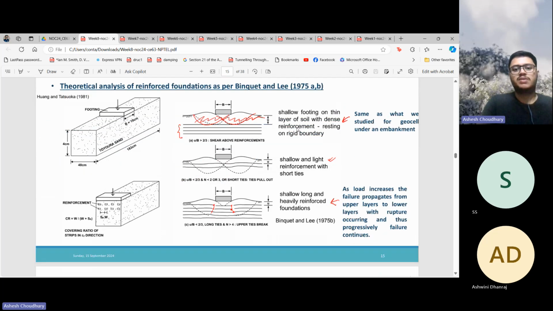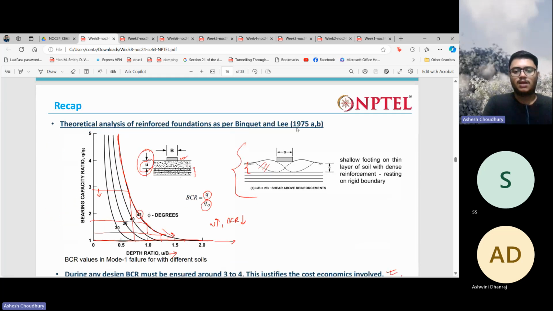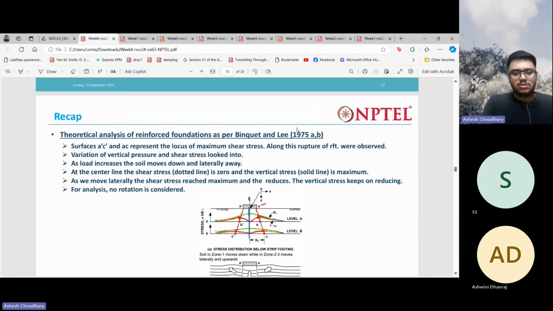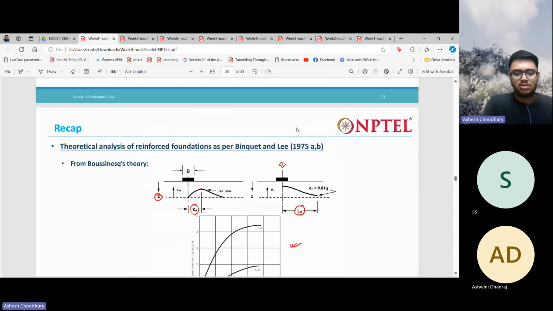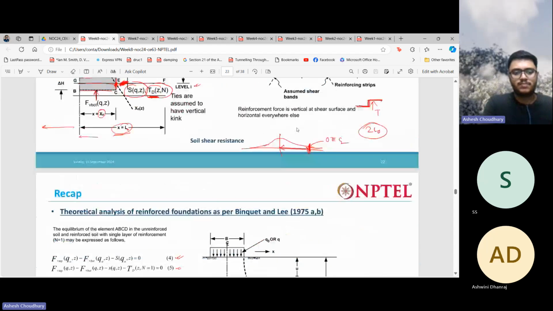So this is the theory given by Bickett and Lee. This is the basic theoretical analysis procedure, one of the most famous papers, which describes how we can design this, how we can increase the bearing capacity of a foundation using reinforcement. Let's not go into detail; we have done all this already.